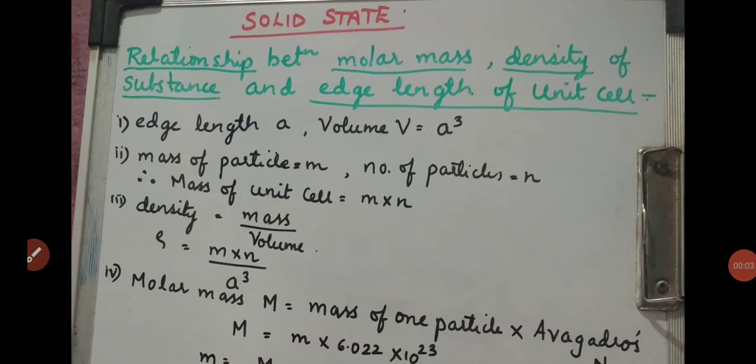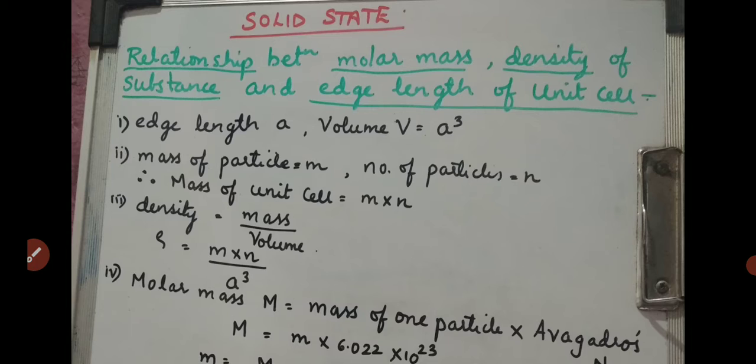In the next video from the chapter Solid State, we will study the relationship between molar mass, density of substance and edge length of unit cell. Molar mass is given by capital M, density by rho and edge length by a. Let's see the points. First point: let the edge length be small a, the volume becomes a cube.